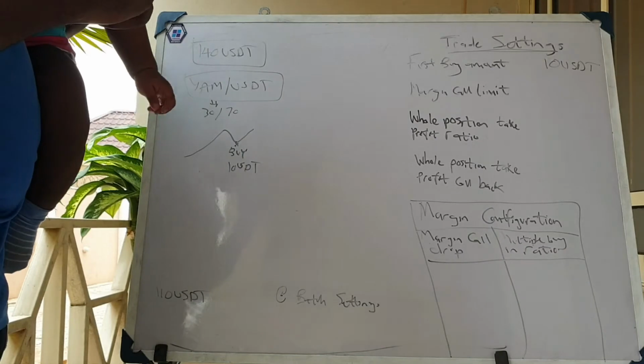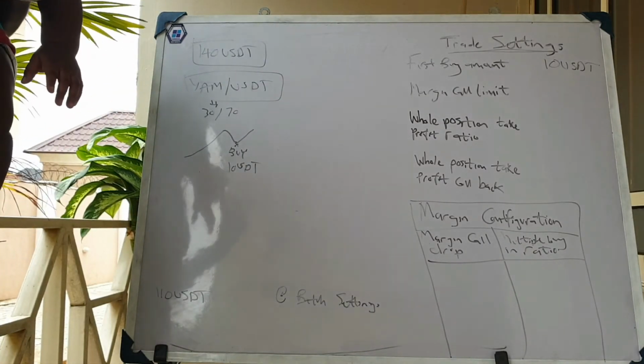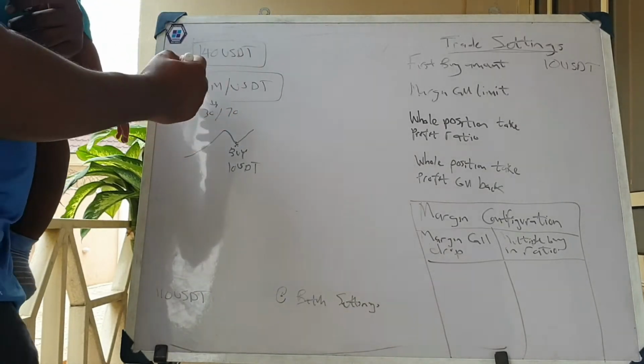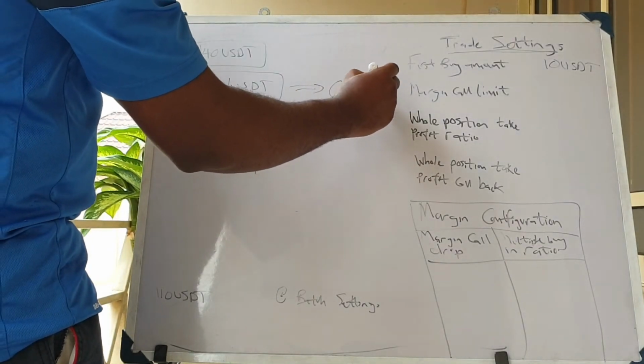Now the margin call limit. So how many times do you want this to happen? So if you want to choose 2 coins, in this instance, since we're using commodities as an example, yam, and then you also want to buy corn against the USDT.